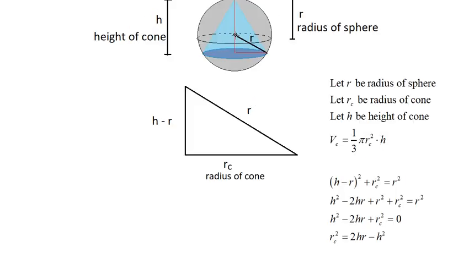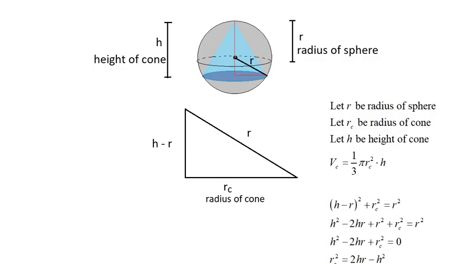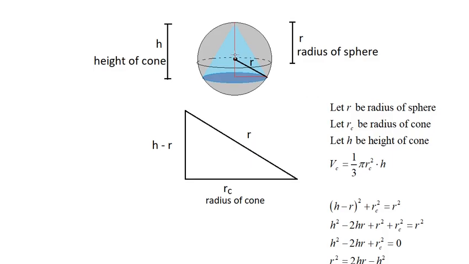And now look at this right triangle right here. So this length will be r, and this length will be r sub c, or the radius of the cone. The distance from here to here is h. The distance from here to here is r, and so this part right here will be h minus r.